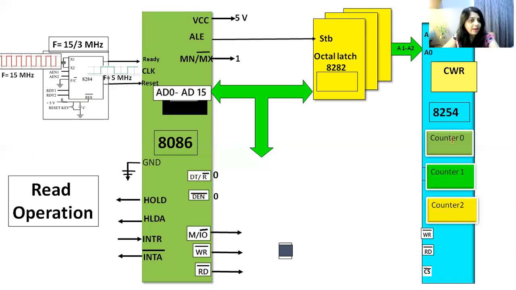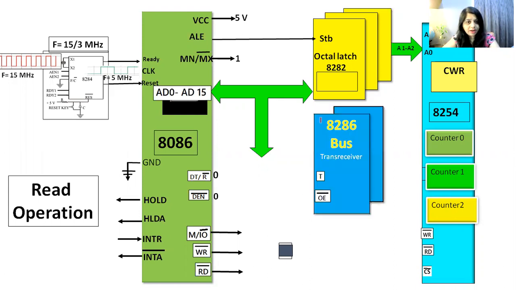Now you know that there are three counters in 8254, that is counter 0, counter 1 and counter 2. There are two input pins A0 and A1. When both are 0, 0, it selects counter 0. For 0, 1, it selects counter 1. For 1, 0, it selects counter 2. And if these are 1, 1, it selects the control word register. These two inputs of 8254 are connected to the A1 and A2 address pins of 8086 through the octal latch.